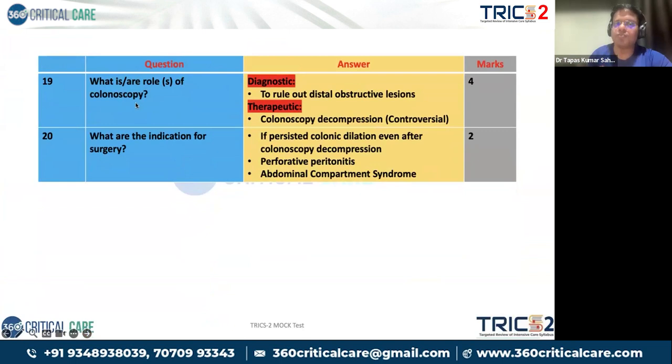What is the role of colonoscopy? Again, structure: diagnostic and therapeutic. Diagnostic, first, to rule out distal obstructive lesions. But yes, we all know that colonoscopy has its own complications. You are pushing air into it, insufflating, so that may cause colonic rupture. That is again one complication. Now, therapeutic colonoscopic decompression. Now, what are the indications for surgery? If after colonic decompression the colonic dilatation is persisting, then definitely you have to go ahead with surgery. Perforative peritonitis or abdominal compartment syndrome.